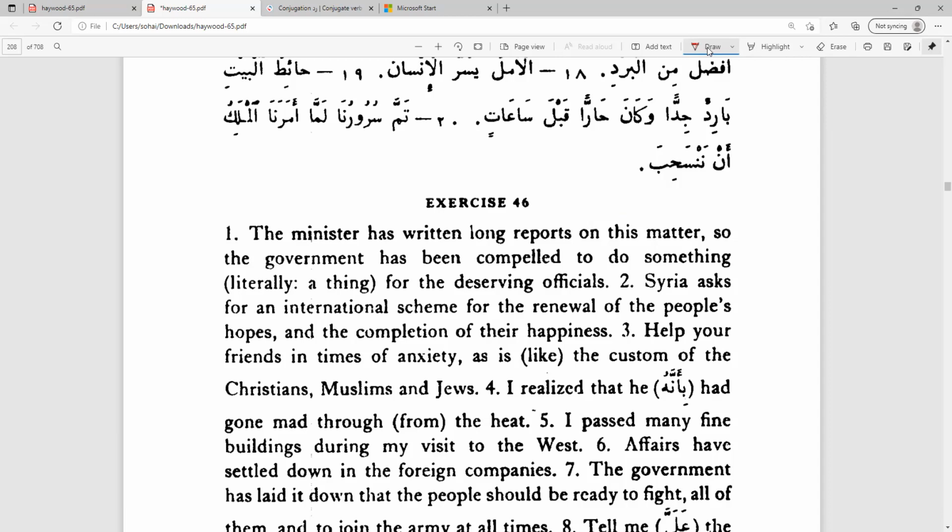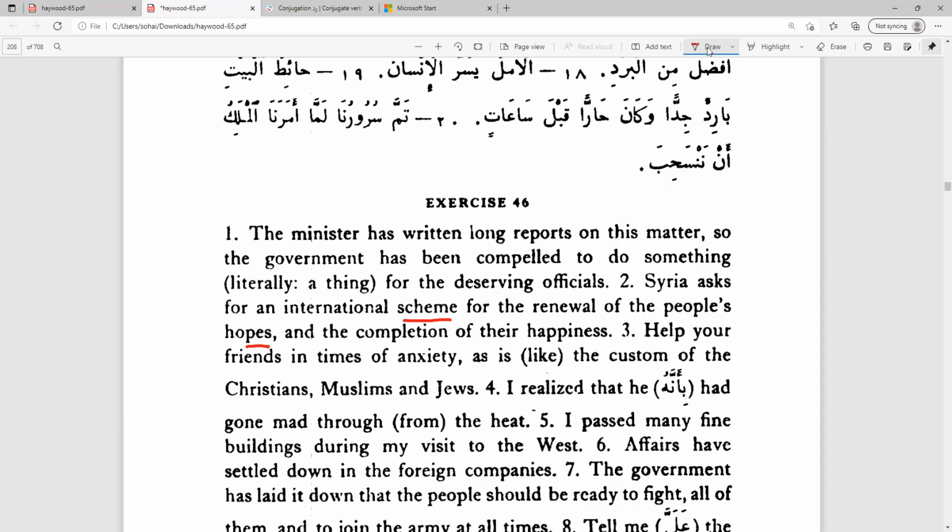Yes, sir. So I'll tell you, scheme is mashru'un, renewal is istajaddada, yatajaddadu, renewal of the people's hopes, amalun. I'm just telling you the words so you can do the rest. Go on. Okay, sir. Suriyatu.